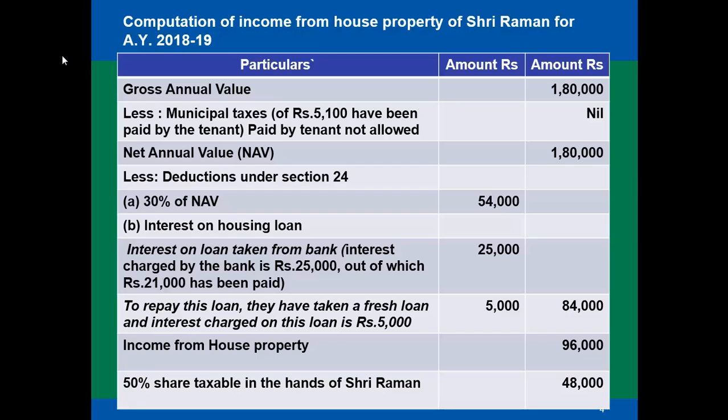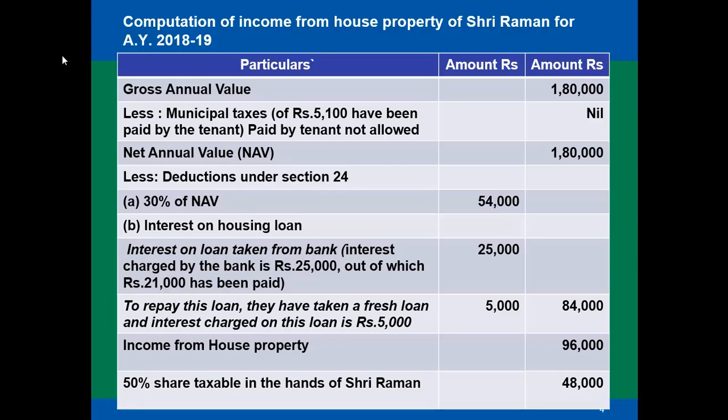Now we have calculated earlier the gross annual value, which is 1,80,000. Now the municipal taxes, since they have been paid by the tenant, will not be allowed as deduction. So the net annual value will remain as 1,80,000. Now he will be allowed deductions under section 24. 30% of the net annual value will be 54,000.